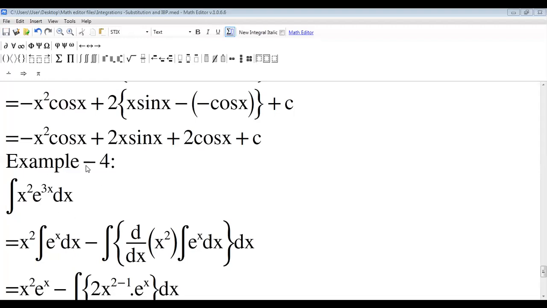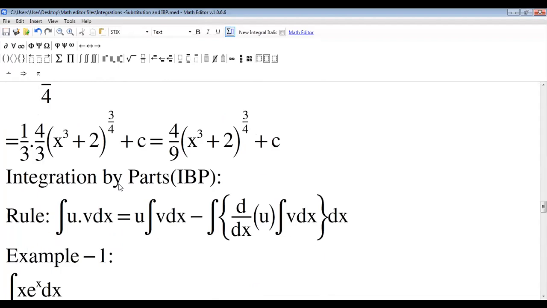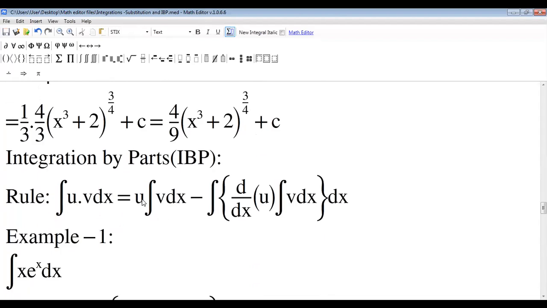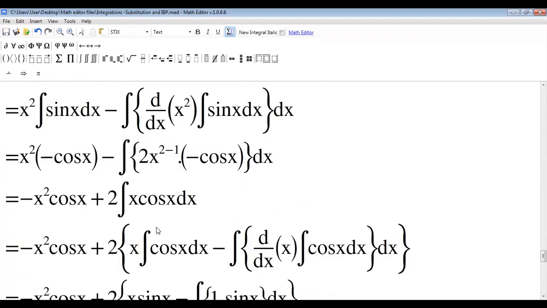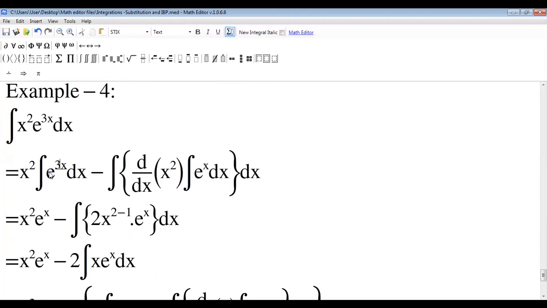Okay, now how do we find the integration of x square e to the power 3x dx using the same rule, the product of two functions rule of integration? Here x square will be u and e to the power 3x will be v in our integration rule. The rule is u into integration of v minus differentiation of u into integration of v. So using u equal to x square and v equal to e to the power 3x, we get x square as u and e to the power 3x as v.